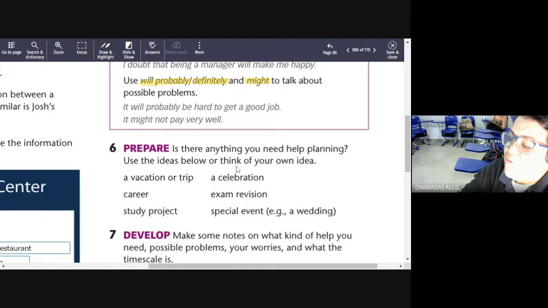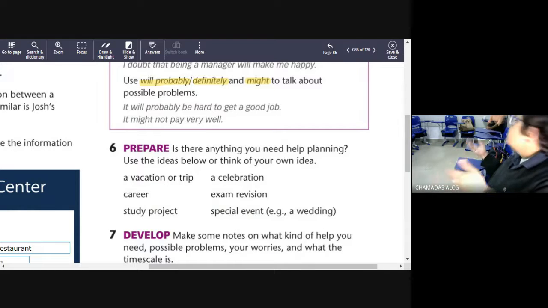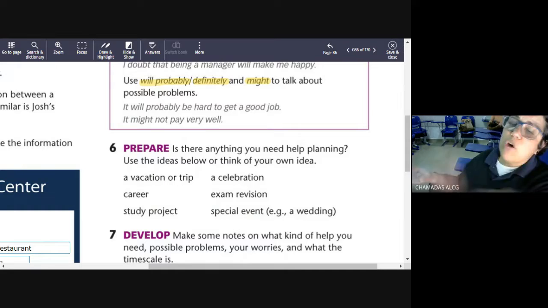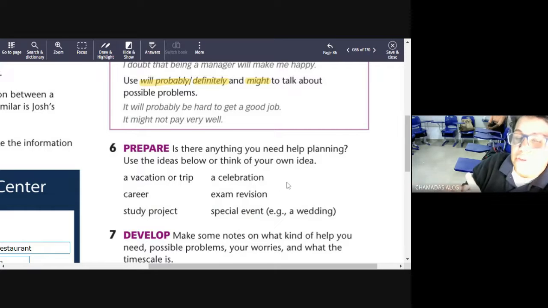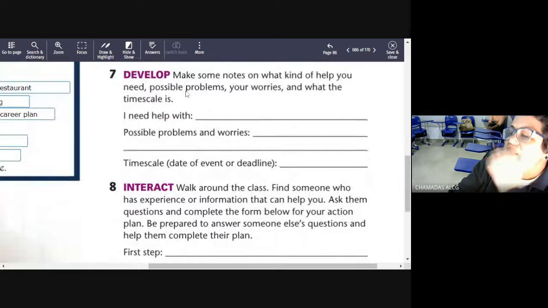So, of course, if we need help planning something, we usually search. We either go online or we talk to people we know, right? Or we talk to our family or our close friends. We do research, really, especially when we need to get things done, right? We go where we should. So here they want us to make some notes on what kind of help you need, possible problems or worries, and what the time scale is.